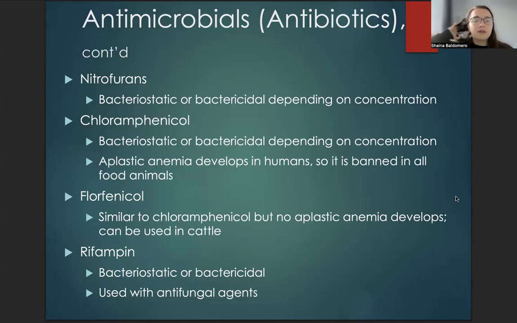The next one here is rifampin. This is another bacteriostatic or bactericidal antibiotic, and it is used with antifungal agents. So if the patient has a fungal infection, this is typically talking about an external parasite. So I could be talking about mange, I could be talking about ringworm, rain rot in horses, any type of overproduction of candida, yeast, any fungal infection that can happen. So rifampin can be used in conjunction with an antifungal medication to help clear any infection that's been caused.